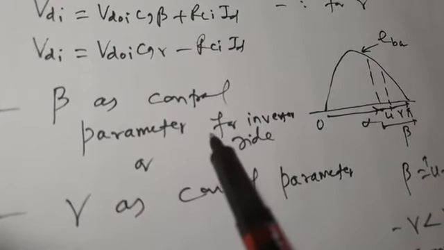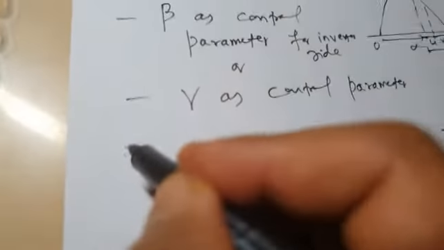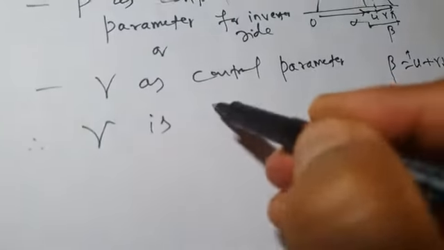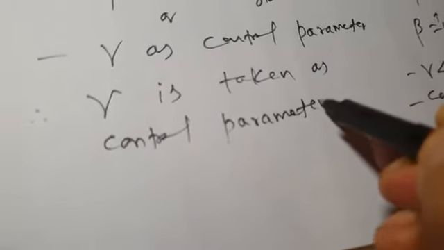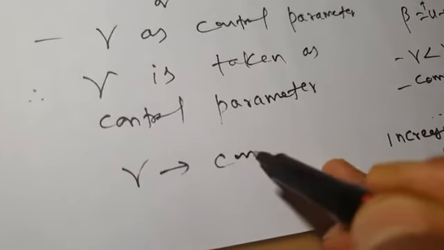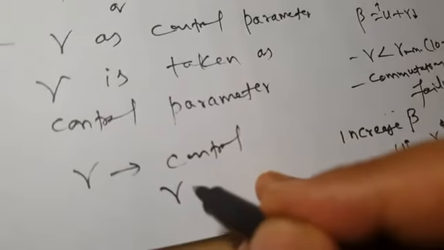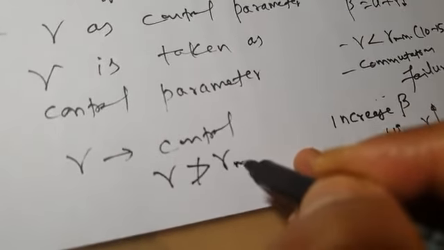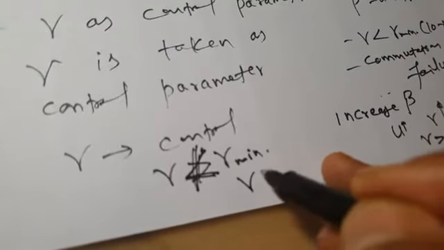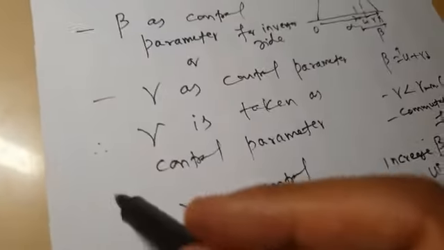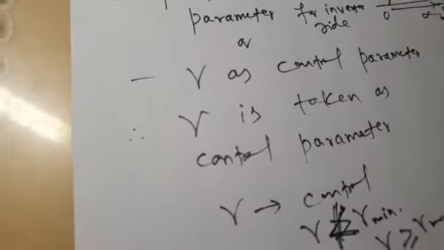It cannot be taken as a control parameter. Therefore, what is practically done by the controller? Gamma is always taken as control parameter. And when gamma is taken as control parameter, it performs gamma control. And gamma acts in such a way that gamma is never allowed to go less than gamma min. Gamma is always maintained greater than or equal to gamma min to avoid commutation failure. So therefore, a type of control which is called constant extinction angle control is exercised.